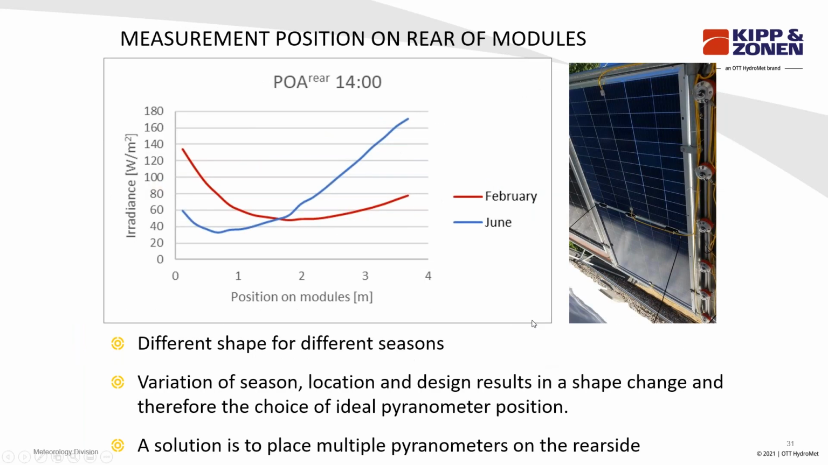However, if you're looking at different times of the year, and we do that here by having plotted the simulation results for February as well as for June, we see that the shapes are significantly different. And therefore, in this case, we could not select an ideal pyranometer position. So a solution we think in this case would be to place multiple pyranometers on the rear side in order to capture the average irradiance on the module.